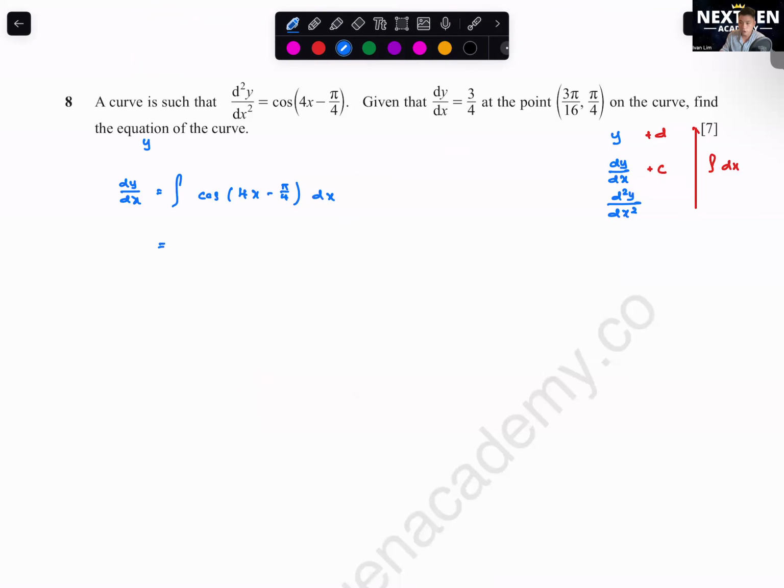Since we are doing cos, this is a good question. Since we are doing cos, we can use this s, c, negative s, negative c. When we go up, we follow this direction. So cos integrate will become sine. So sine 4x minus pi over 4, over 4. You differentiate inside, you get 4, so you divide it, plus c. This is your dy over dx. So I put it over here.